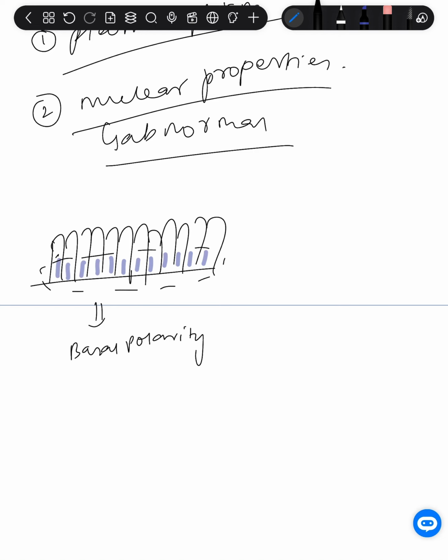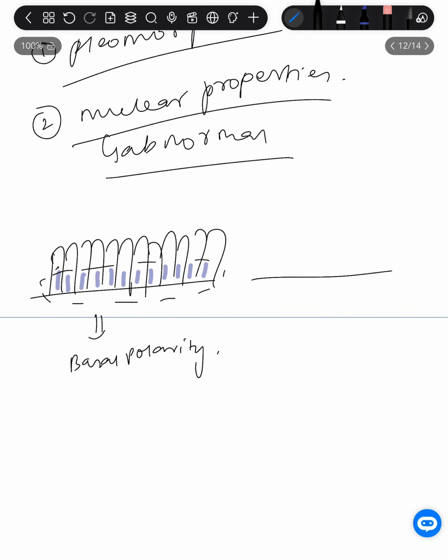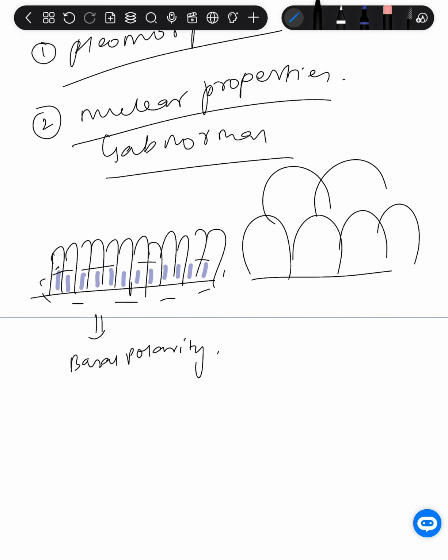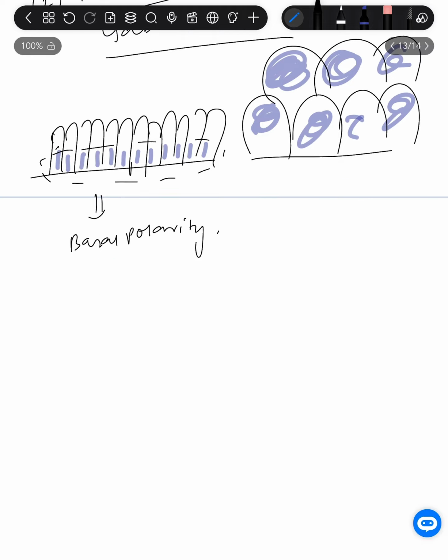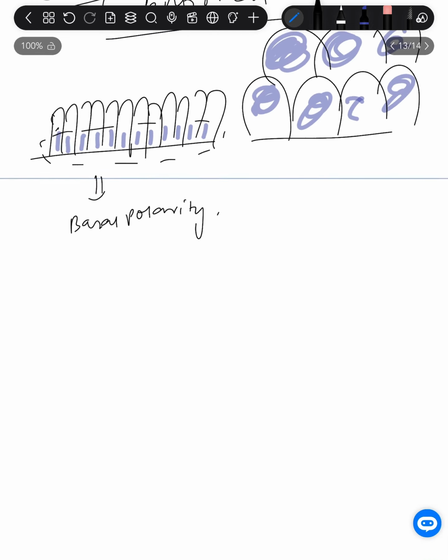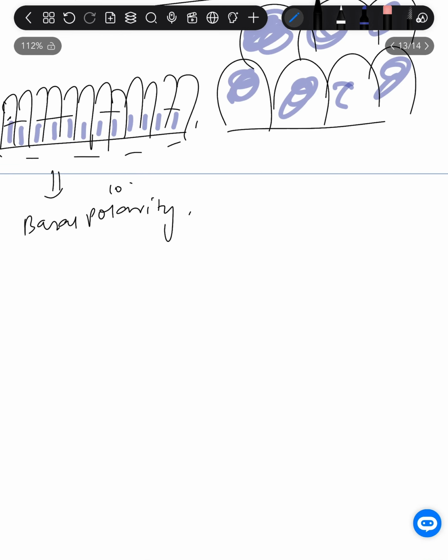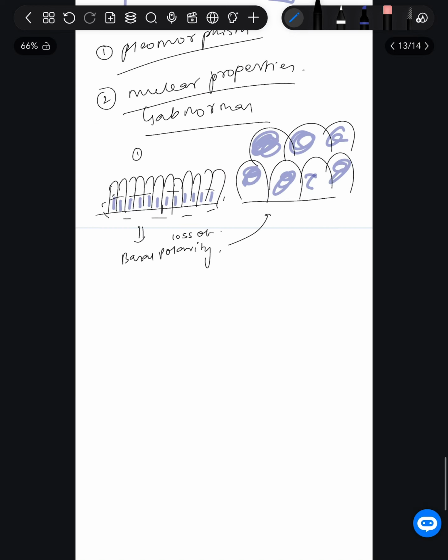What happens in malignant cells is there is no basal polarity. Can you see any basal polarity? This is malignant. It's not because I am drawing it this way, it happens this way. I can show you photos also, we'll discuss photos after that. But there is loss of basal polarity. That is the first point.